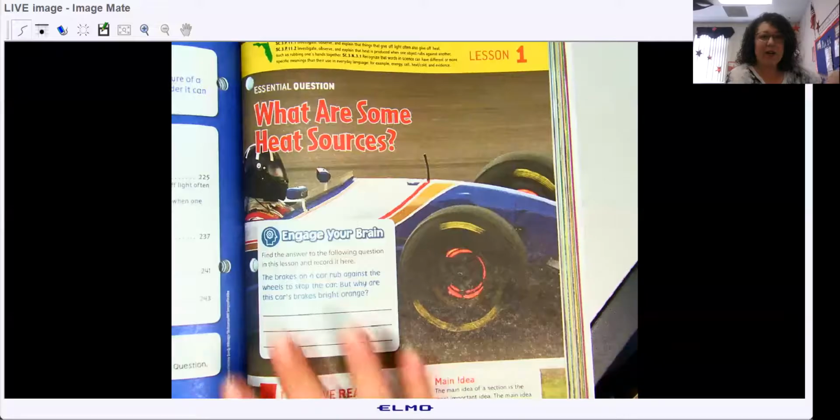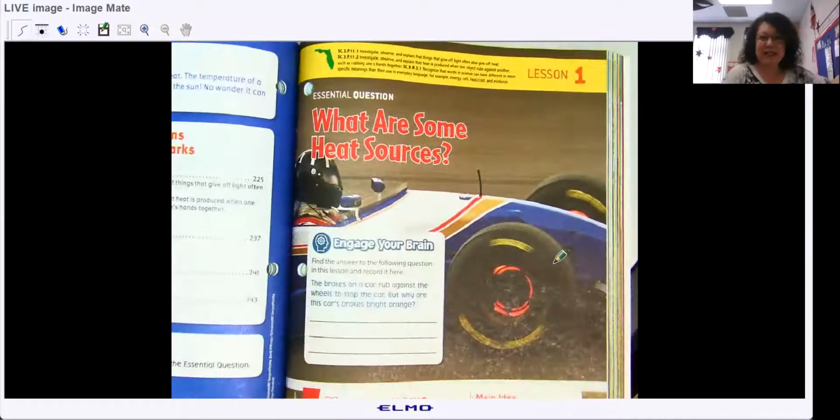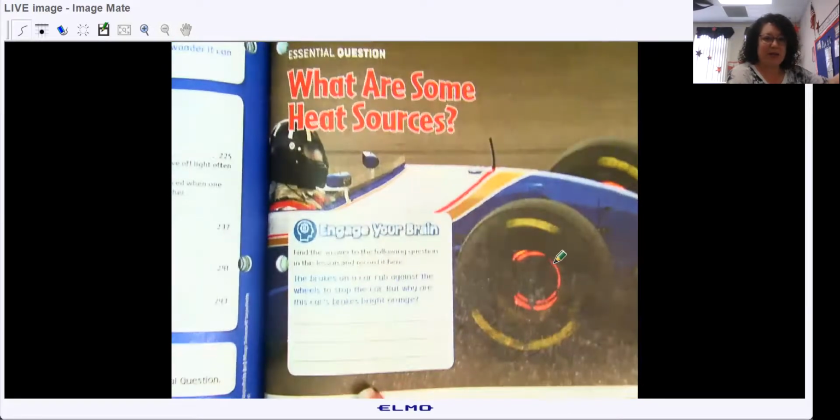So you should have your big science book and you should be on page 225. Grab a pencil and let's go. You did get some background knowledge from the video that you just watched. So we are going to go through some of this together. What are heat sources?